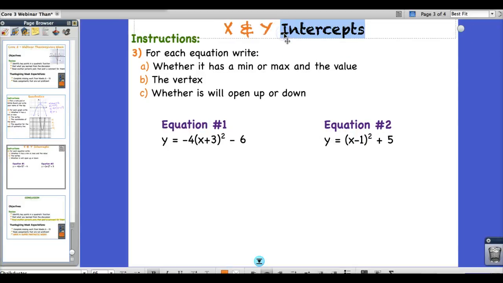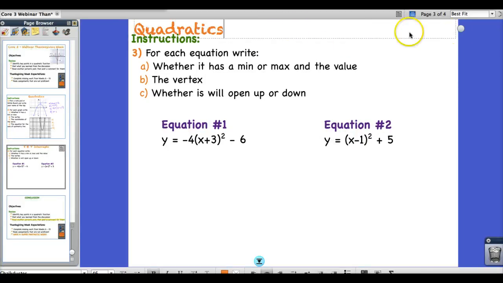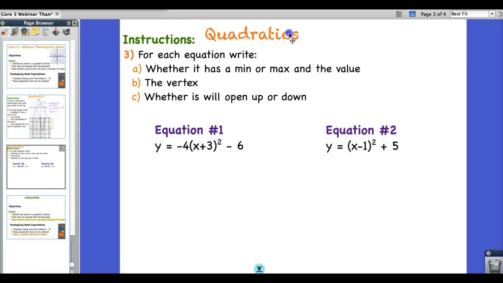And again, I don't know why this is, I think this just got copied over from something else. It should say quadratics. So we are doing quadratics, not x and y intercepts, just to let you guys know. Okay, so in this case, we are going to now do the same thing we just did, now that you guys are experts, but we're going to do it based on the equation, kind of what Katie was doing. So we're going to look at the equation and determine whether it has a minimum or maximum, and the value this time. We're going to look and determine the vertex, and the third thing is whether it will open up or down.